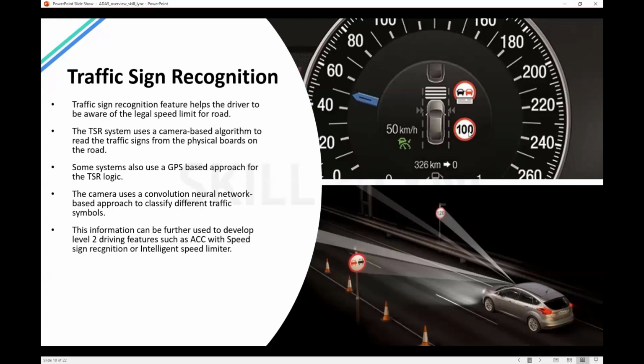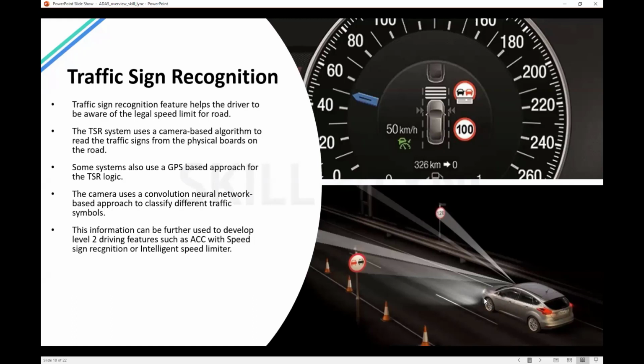And this feature is mostly a convenience feature because the driver is now able to tell what the speed limit of the road they're driving in is. But the more interesting use of this system is with adaptive cruise control. Some systems, like in the Ford system, there is a feature called intelligent adaptive cruise control, where the ACC looks at the speed limit information and automatically adjusts the set speed of the vehicle.